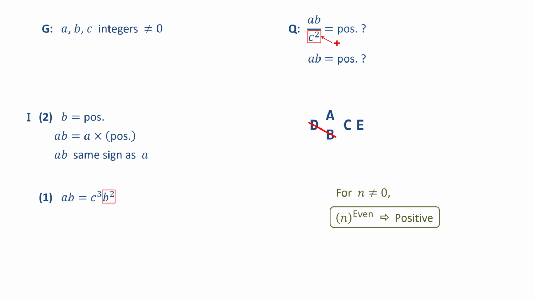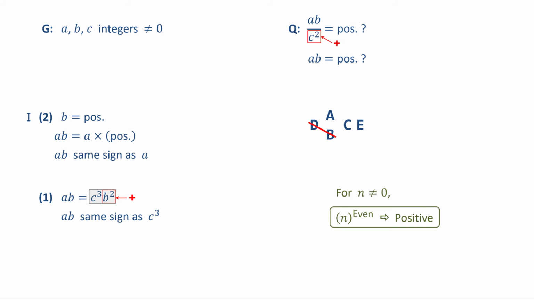This term b squared must be positive because, as we've seen, any non-zero number raised to an even exponent is positive. The complete right side is thus c cubed times a positive number. Multiplying c cubed by a positive number does not change the sign, so the expression in the gray box has the same sign as c cubed. Of course, the two sides of the equation are equal, so AB also has the same sign as c cubed.